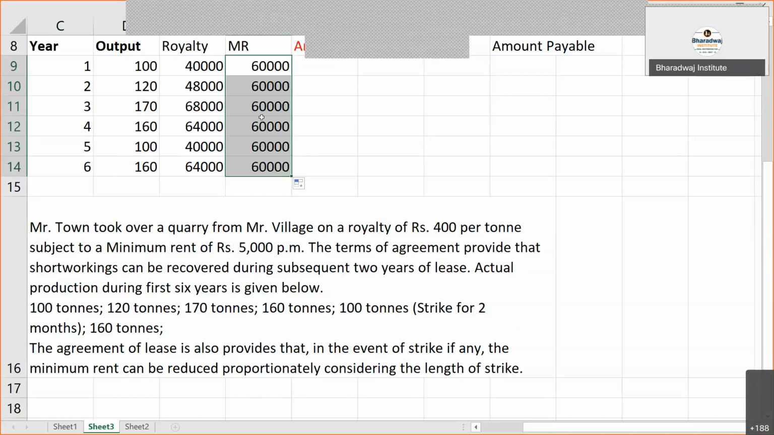Minimum rent is 60,000. When there's a strike, in which year is there a strike? 4th year or 5th year? 5th year. So 5,000 into 10 months. 2 months strike, so 10,000. Sorry, 10 months you have to pay.